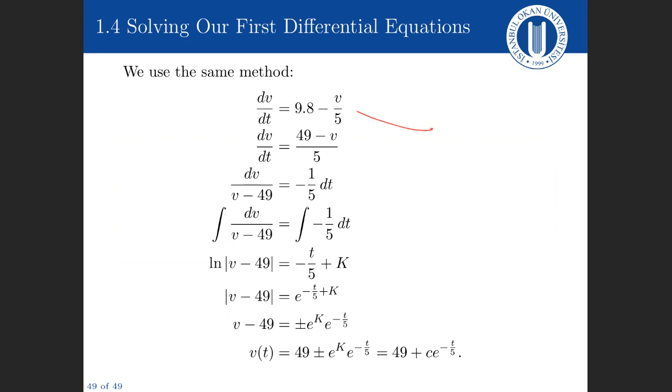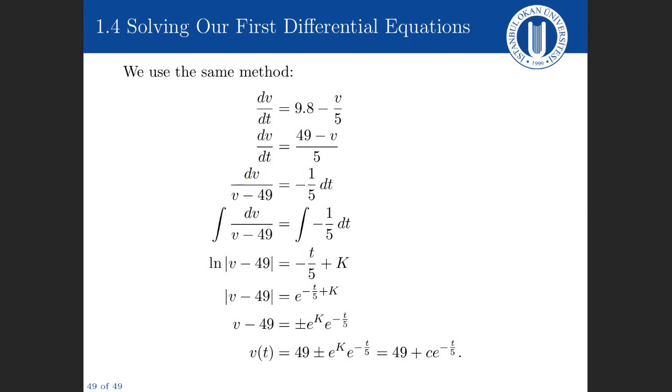First of all, we start with the differential equation. dv/dt is 9.8 minus v over 5, and I want to rearrange this. First, I'm writing this as 49 minus v divided by 5. And then I'm going to separate the variables. First of all, the 49 minus v I'll move to the left side, and the dt I want to move to the right side. But there's one point here. I'm keeping a minus sign on the left, and I'm changing the order of v and 49. I'm doing it this way because this is going to be easier to integrate.